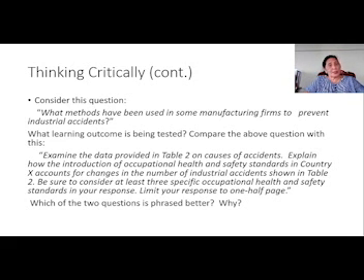Which of the two questions is phrased better? As you can see, of course, the second question is more focused. Very, very specific, telling the students exactly what kind of answer you want from them and how long. Okay, so if you must give an essay question, be sure that you are focused and more specific, like the second example, rather than the first.